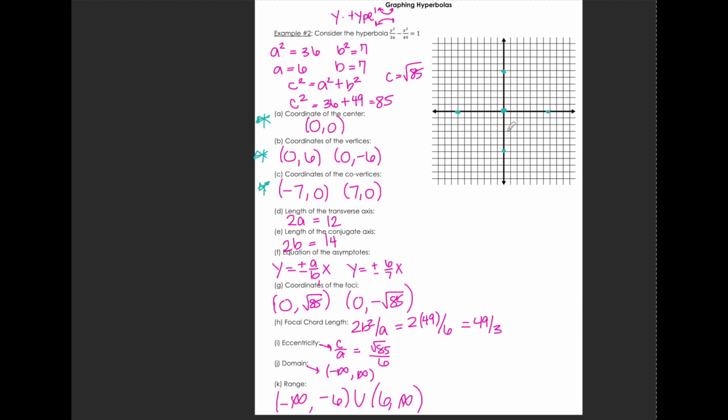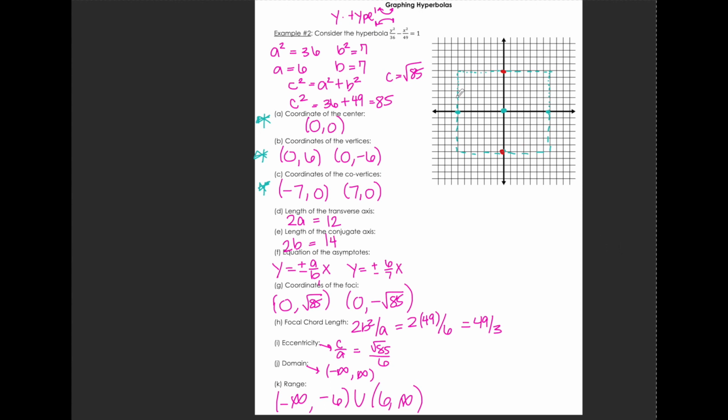Now, from here, I'm pretty much done. I'm going to create a box using these vertices, and that's going to help give me a guide as to where I need to plot this hyperbola. Now, since this hyperbola is going to open up and down, I know that this vertex and this vertex are points on my hyperbola. I know that this hyperbola is going to curve up here and then down here. Those asymptotes are what's going to tell me how they curve and where they need to kind of hug, or what line they need to be asymptotic to.